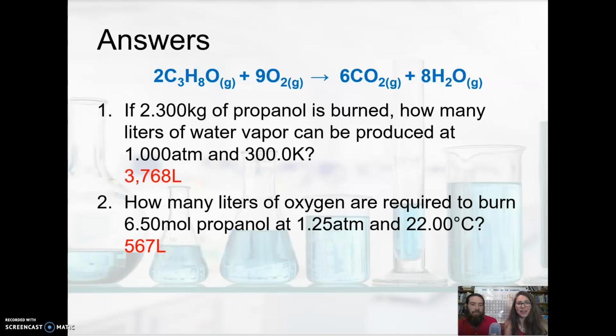3,768 liters. That's a lot, but we did start with 2.3 kg of propanol, so that probably makes sense. So I think some places you could have gone wrong on this is maybe not converting the kilograms correctly. So we would want to go to grams and then to moles for molar mass. Right, yep. Right. And what about the other one? That looks pretty straightforward, unless you forgot to convert to Kelvin, maybe with the 22.0. Those would be the biggest mistakes, I think. Right.